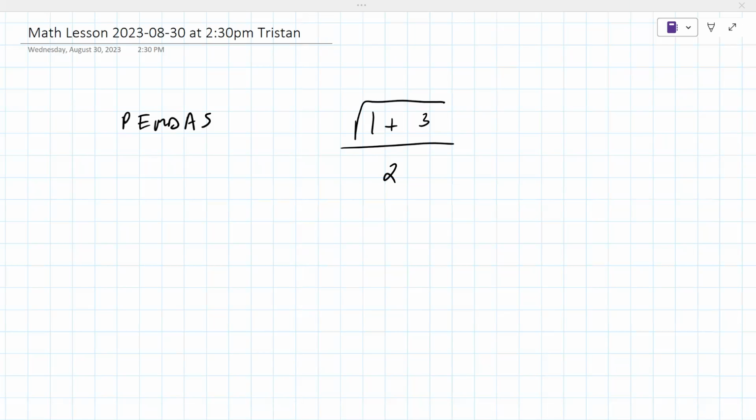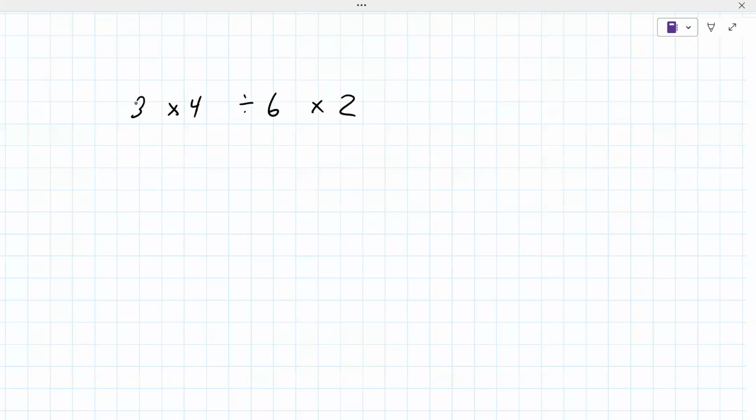I usually start with some easier problems, and I think that might be wise to do here, just to gauge where you're at. So let's say it's something like this: 3 times 4 divided by 6 times 2. Could you attempt to just simplify this for me, please, using order of operations?